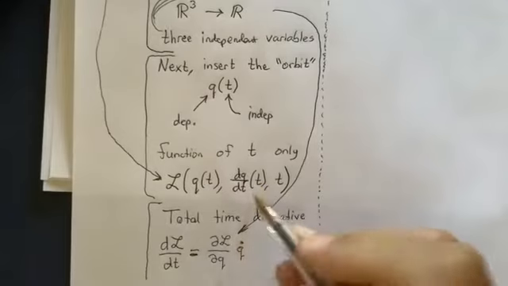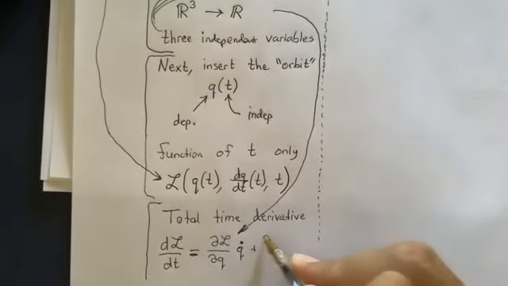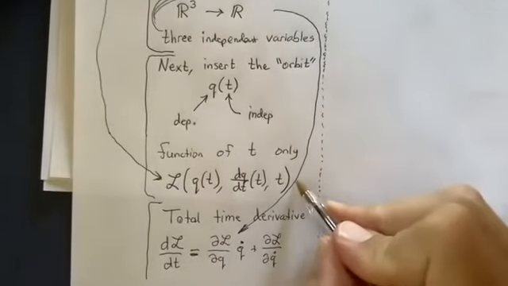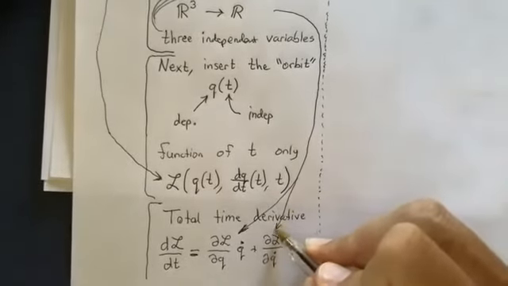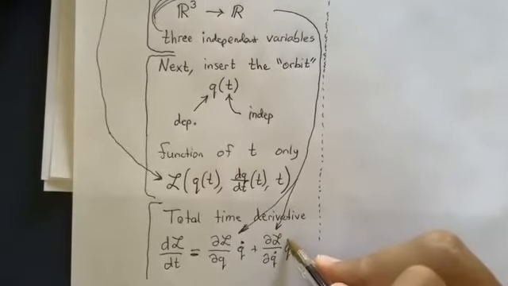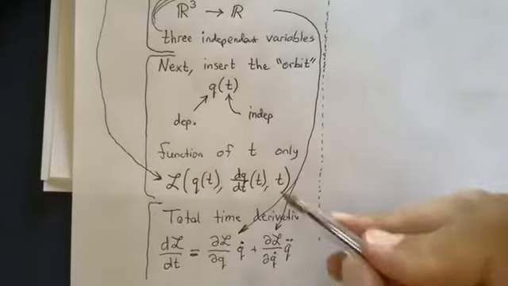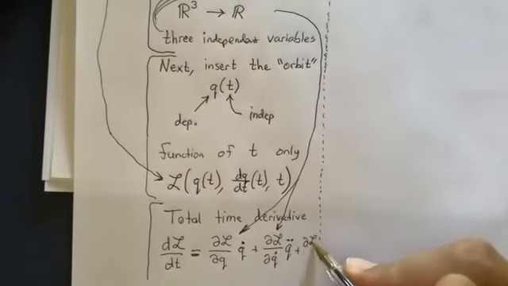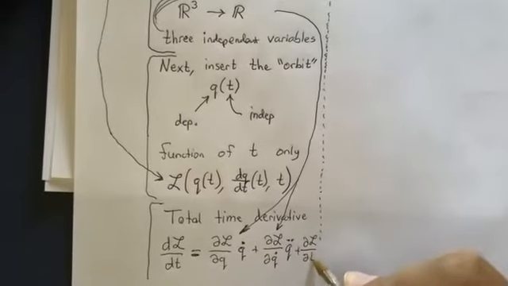We got another term here. And as you know, this is going to be a partial L, partial q dot. Again, that's this thing. Multiply by the derivative. Chain rule says you must multiply by the derivative. And now here's just a t. So plus partial L, partial t.